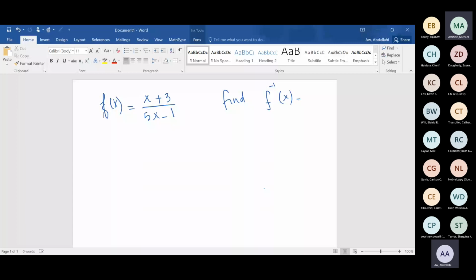Just to review what we did last time, if you have something like that, I'll give you 2, 3, 4 minutes to do it by yourself and find f minus 1 of x. Go ahead, please.